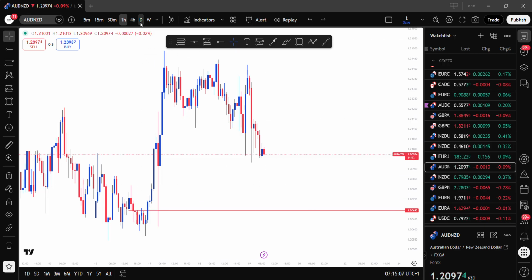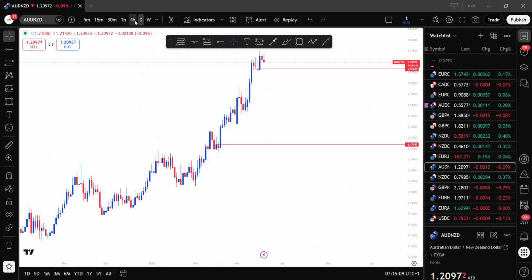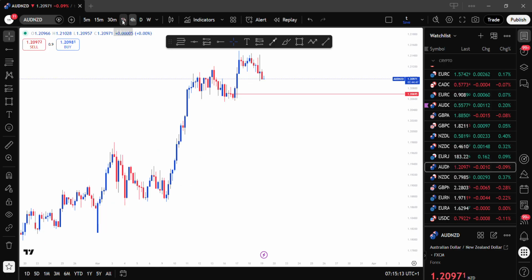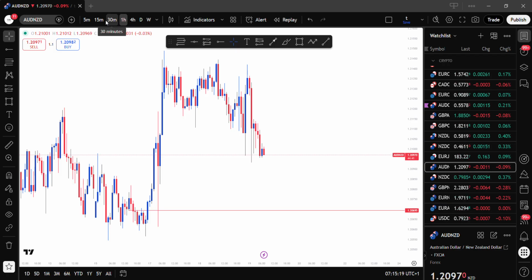On the AUD NZD, if you check the daily time frame, you can see market has been buying the whole time. If you check the 4 hours, small buy is happening, but a bit of sell is going to happen to this point before it continues the buy. Let's check the 1 hour to see if that is clear enough.